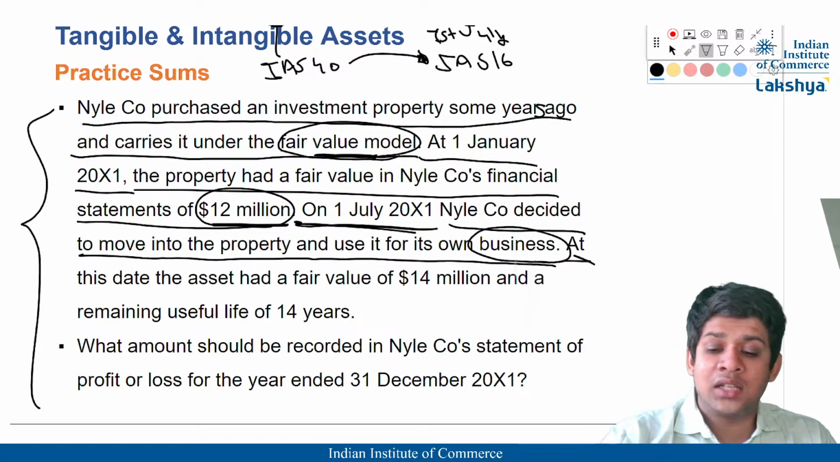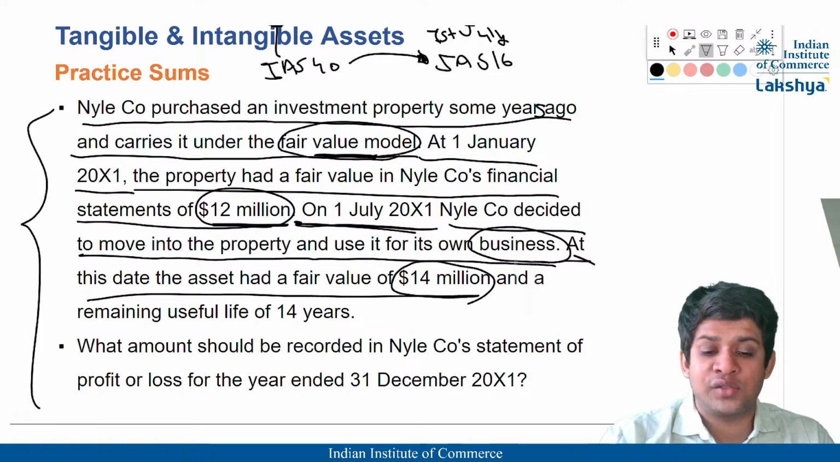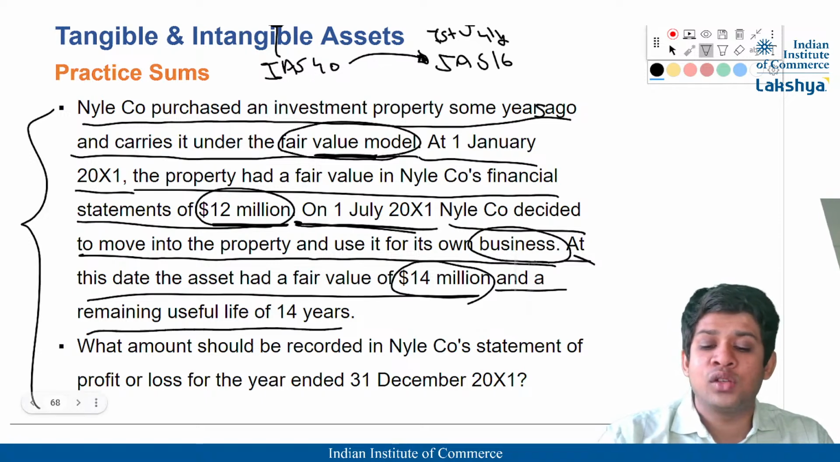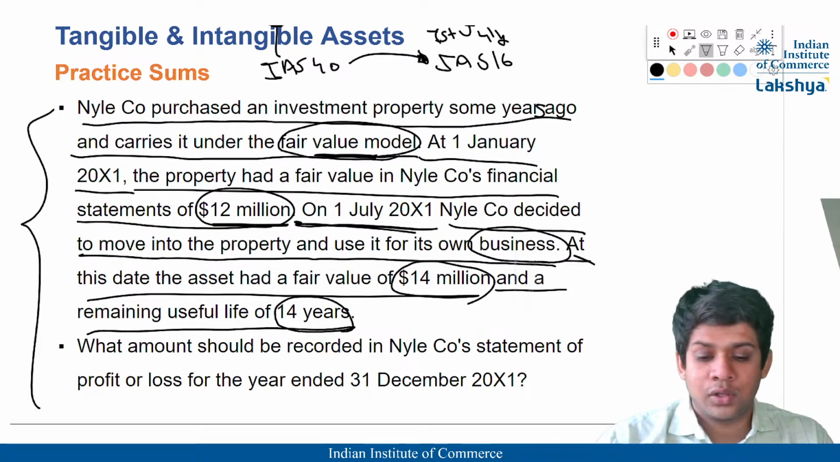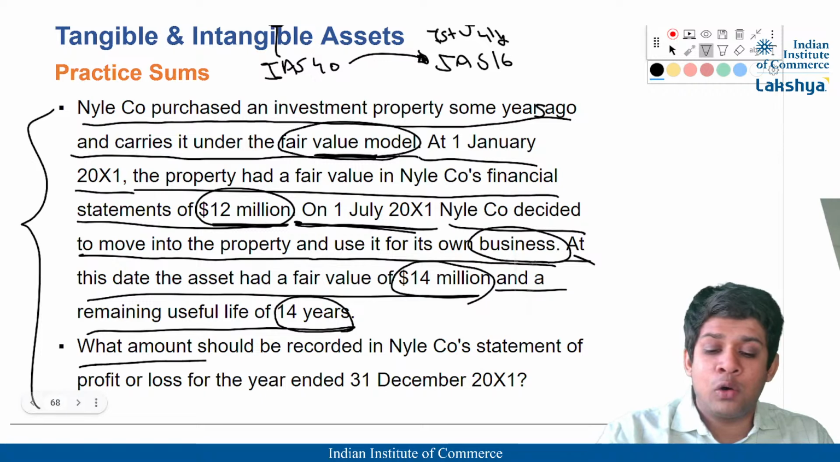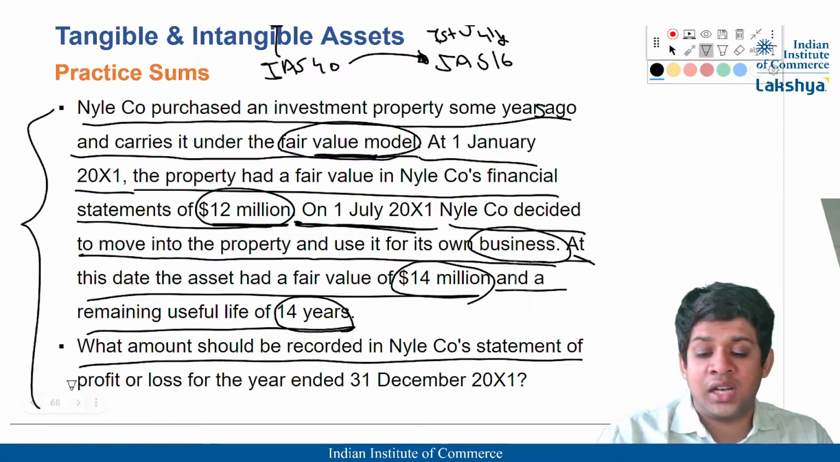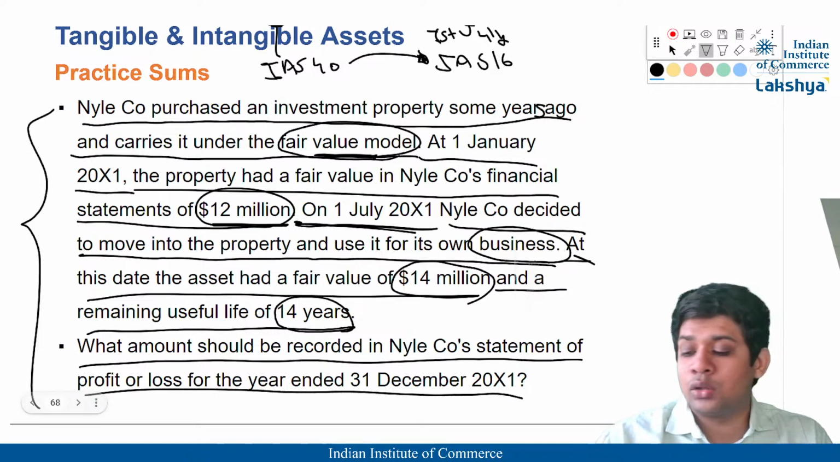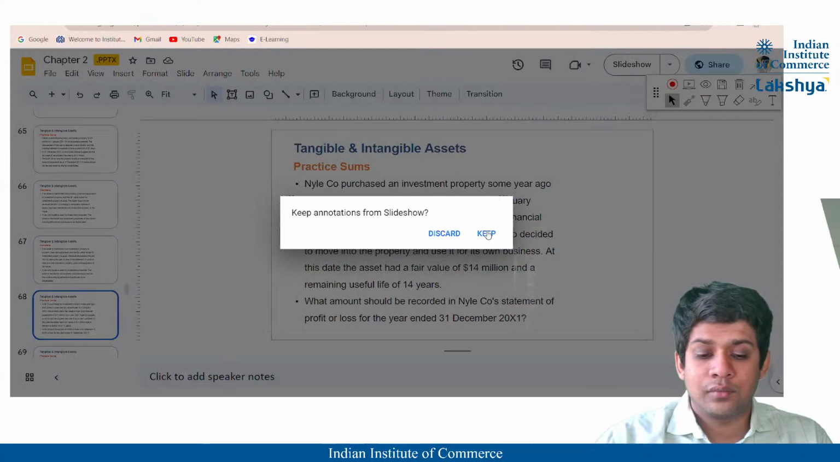At the date of transfer, that is 1st July 2011, the asset had a fair value of 14 million and a remaining useful life of 14 years. What amount should be recorded in Nile Company's statement of profit or loss for the year ended 31st December 2011? Okay, so let us solve this sum.